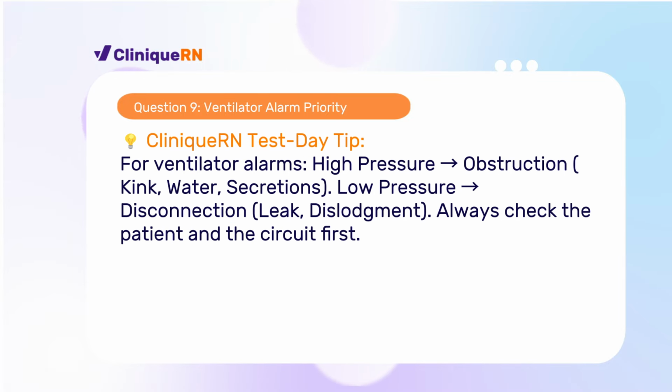Clinique RN test day tip for ventilator alarms. High pressure means obstruction: kink, water, secretions. Low pressure means disconnection, leak, dislodgement. Always check the patient and the circuit first.